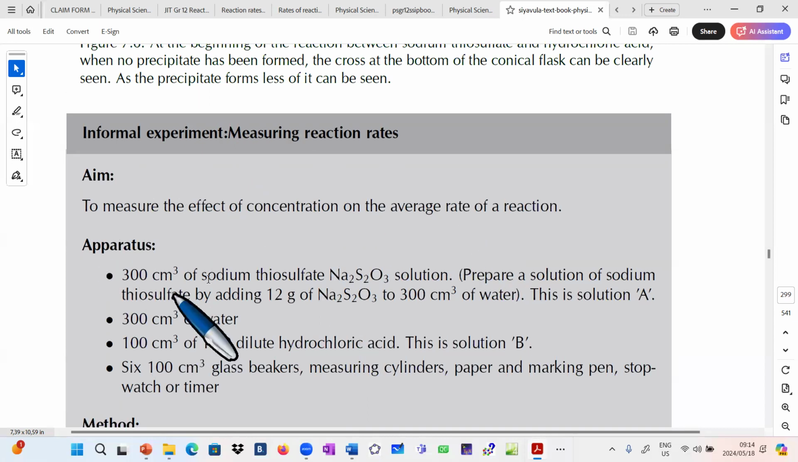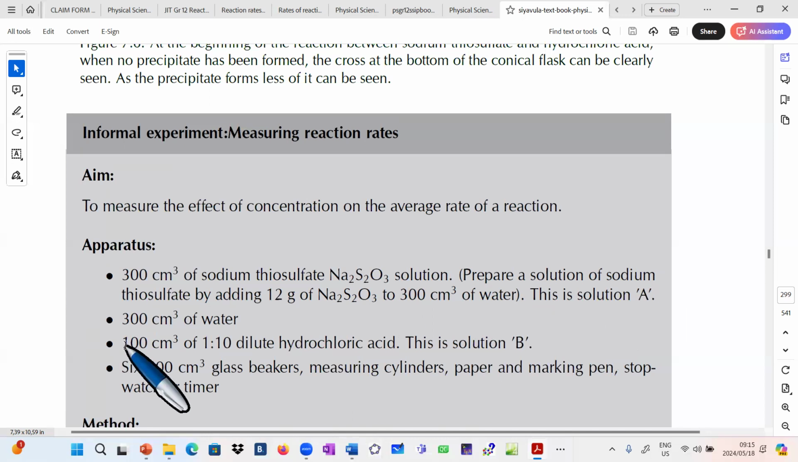For the apparatus, you take your sodium thiosulfate, Na2S2O3, solution. Prepare a solution of sodium thiosulfate by adding 12 grams of sodium thiosulfate to 300 cubic centimeters of water. You are mixing sodium thiosulfate with water. This is solution A.